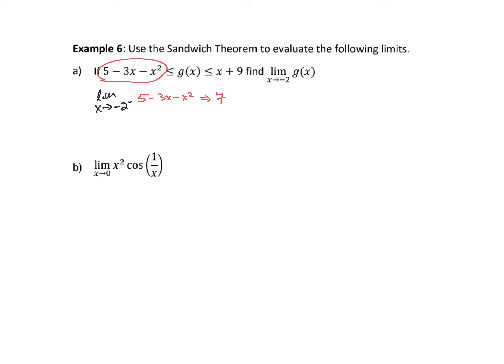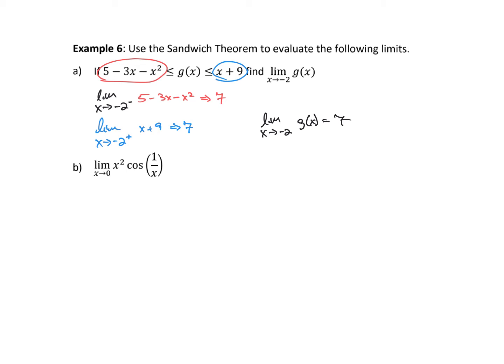All right, so now I'm going to do a limit as x approaches 2, or -2, I'm sorry, from the right. So now, which one am I using? This x plus 9. So now I'm going to find the limit. So what do I get there? I get 7. So what do we know? If my limit from the left is 7 and my limit from the right is 7, what must be my limit of the middle one? 7. So now I know that the limit as x approaches -2 of g of x is equal to 7, by the squeeze theorem or the sandwich theorem. All right, pretty cool? Yeah.